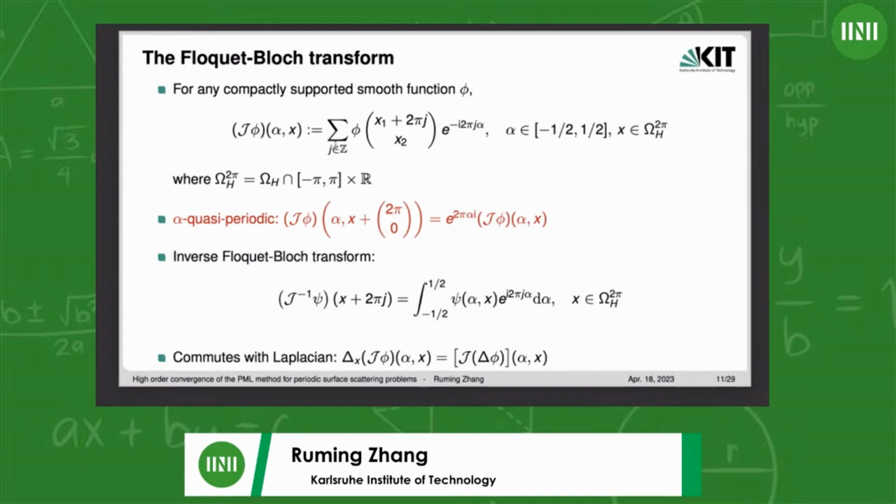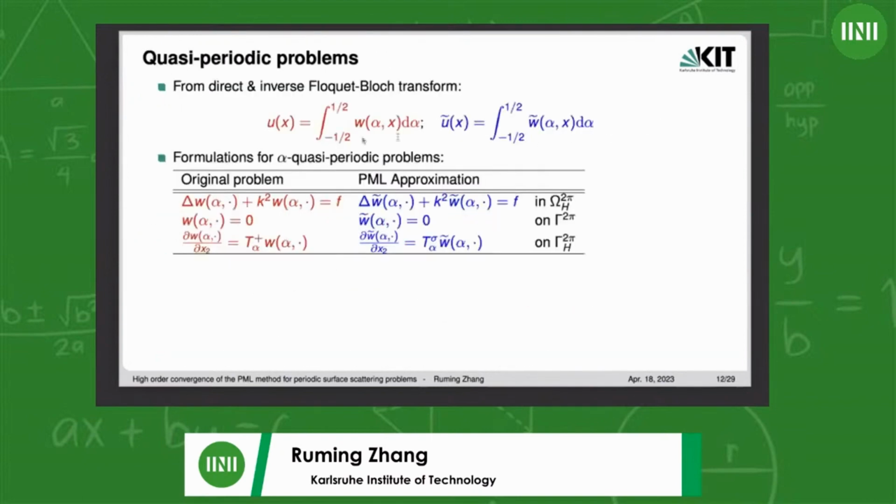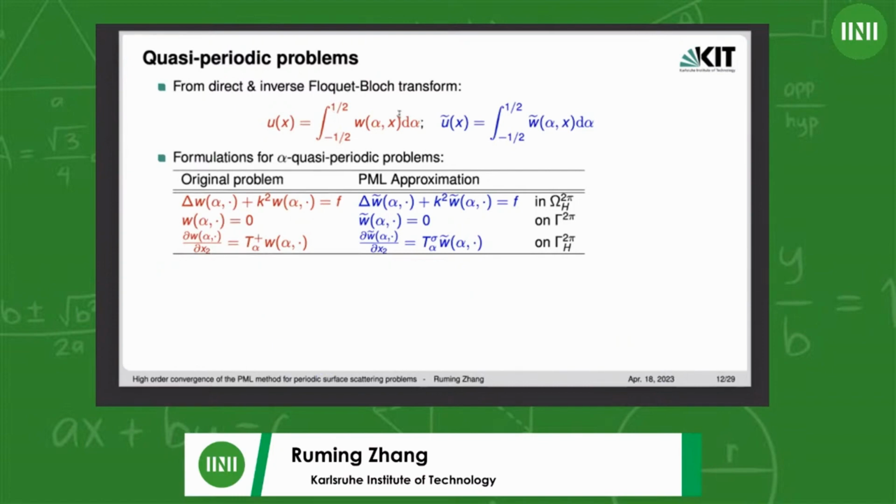Now we are prepared to apply the transform to the original problem and this PML approximation. So we apply the transform to both of the problems, and then we compare the problems we have after the transform. So suppose W and W tilde are the transforms of U and U tilde. Then U and U tilde are the inverse transforms of W and W tilde. But here, I only give that in one periodic cell. So the integral is a little bit easier compared to the previous page.